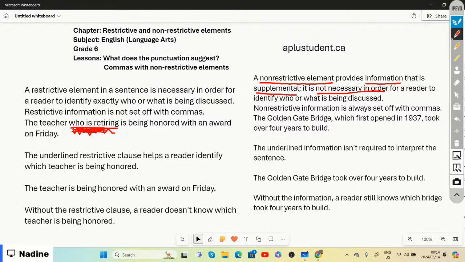So a restrictive element in a sentence, they say it is necessary in order for a reader to identify exactly who or what is being discussed, right? So yes, the teacher's being discussed, but which teacher's being discussed? The one who is retiring, right? So they don't specifically have to say the name, but at least we know which specific teacher it is based on the extra information that was given, right?